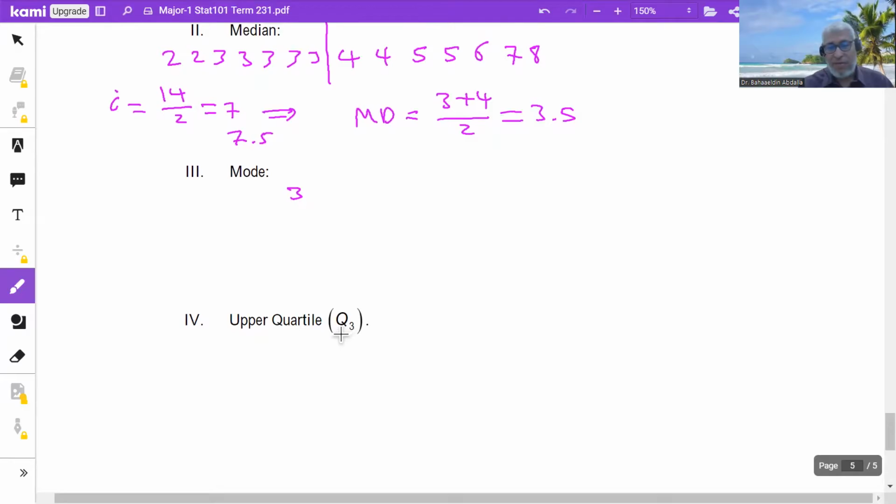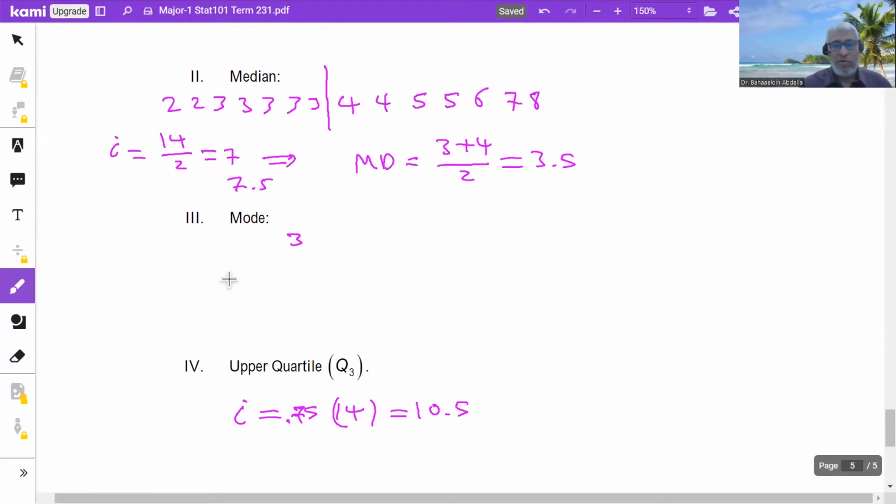So the upper quartile, if you remember, is the 75th percentile. And to find the index of the 75th percentile, I multiply 0.75 times 14, or 75 over 100, okay? And if you use the calculator, the answer is 10.5. Well, if the index is an integer, I add 0.5. But if it is not an integer, I round it up. So it will be rounded to 11.